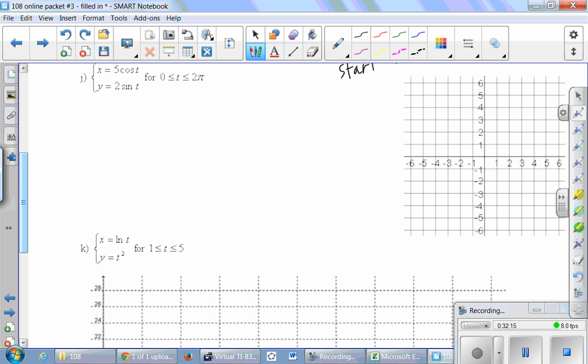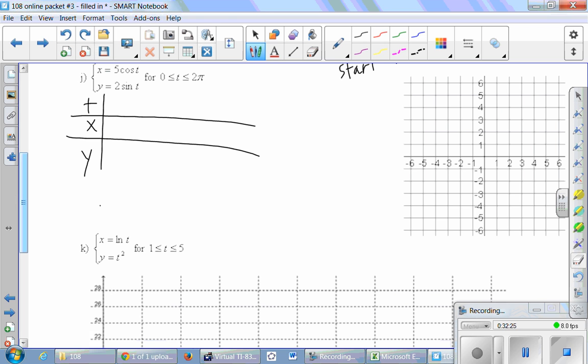Okay, x equals 5 cosine t, y equals 2 sine of t, 0 to 2 pi. So we'll start with our standard table. Okay, so we're doing 5 cosine of 0. So cosine of 0 is 1, so this one is 5 times 1, or 5. Cosine of pi over 2 is 0, so multiplying that by 5 doesn't change anything. The next one's normally at -1, but it's multiplied by 5. Next one is still 0, and the last one is back up at 5.